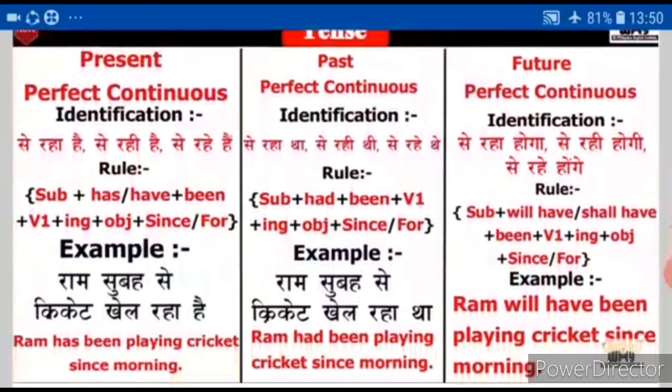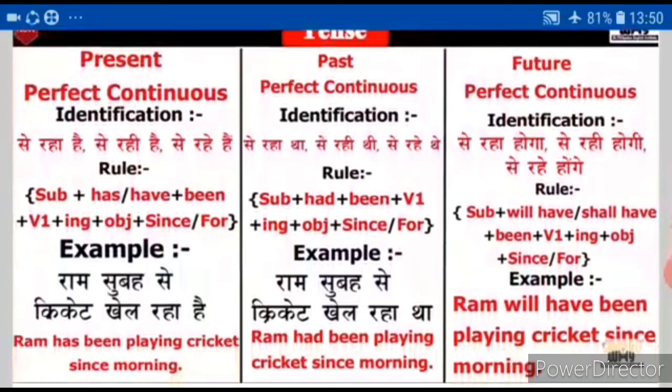In the present perfect continuous tense, the identification will be like this: से रहा है, से रही है, से रहे हैं. Its rule: subject plus has or have plus been plus first form of verb plus ing plus object plus since or for. In this example, Ram has been playing cricket since morning.